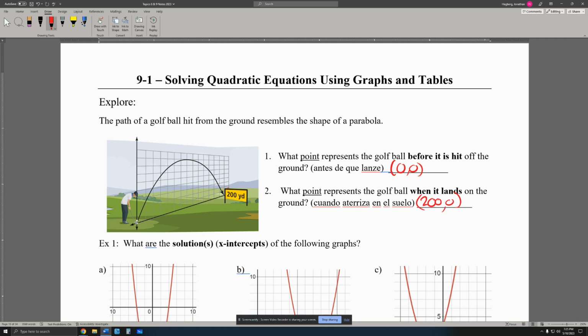Okay. So this is modeled, this x and y value. The x value is the distance away from the golf player, so 200 yards. And then the y value is the height over time.